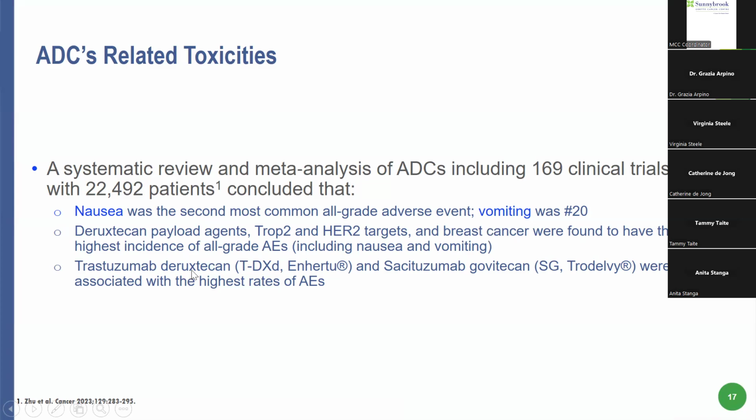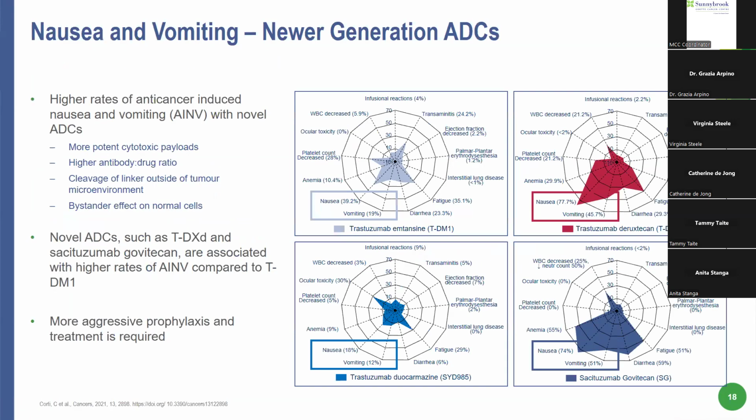And trastuzumab deruxtecan and sacituzumab govitecan, among the different ADCs that were included in this patient meta-analysis, were actually the two drugs which were mostly related to this nausea and vomiting increase. Of course, these are probably the two most used ADC drugs in this patient population. And this is a nice slide looking at the different toxicity profiles of different ADCs. We don't see a class effect in this drug.